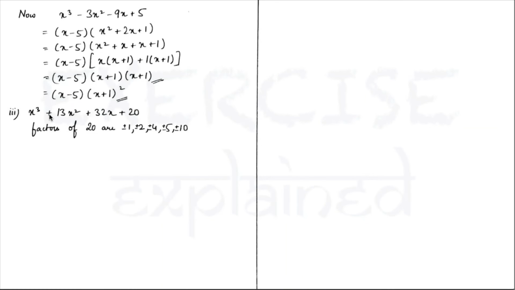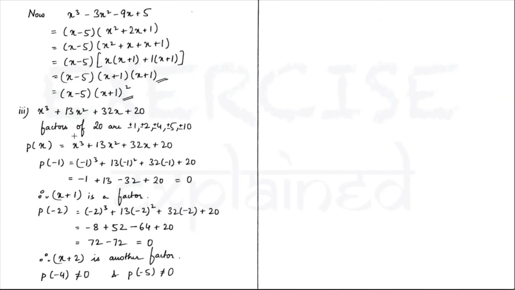X cube plus 13x square plus 32x plus 20. Now factors of 20 will be plus and minus 1, plus and minus 2, plus and minus 4, plus and minus 5, plus and minus 10. So coming here, what we will be doing is trying out each of the factors. The first thing I tried here is p of minus 1.